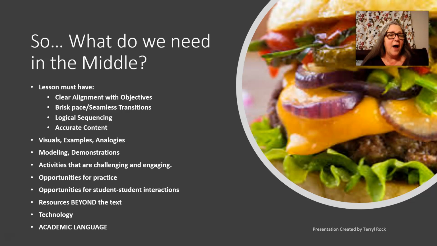First of all, there has to be clear alignment with the objectives. So you can't just pick out a bunch of stuff to do that you think would be fun. It's got to fit with the purpose. It's got to be logical. The content has to be accurate. So all these things right here describe the activities that are in the lesson. That they're aligned, that they're logical, they're accurate. But what are those activities and how do you choose them? Well, that's what we're talking about today.